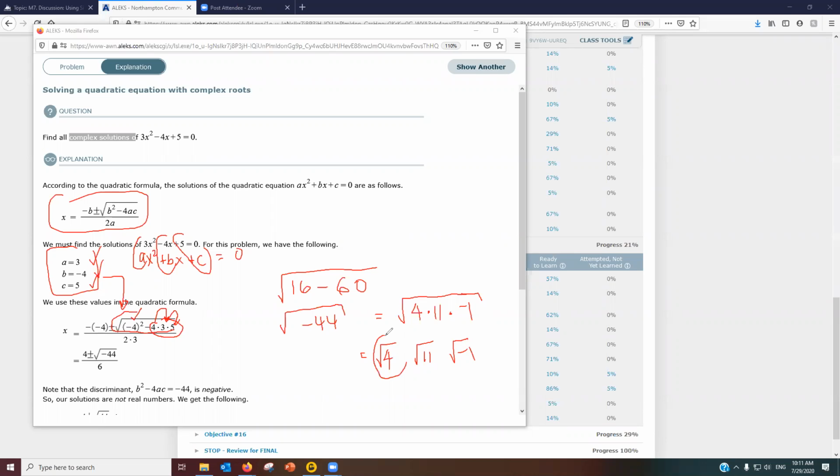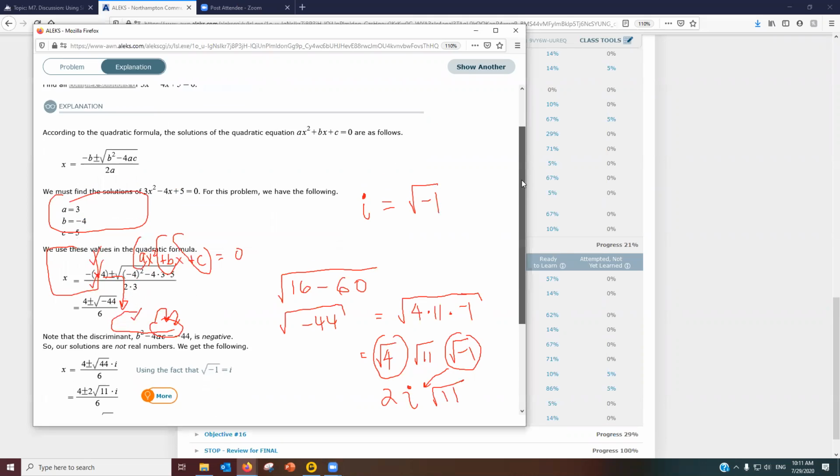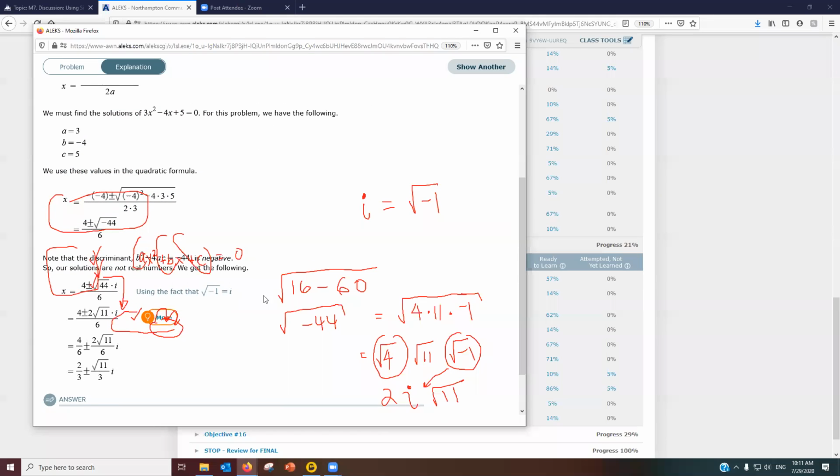The square root of 4 is 2. The square root of -1, you probably remember from last objective, i is equal to the square root of -1. So this is going to be i, and I'm just going to bring down the square root of 11 with me. I can't do anything else to simplify the square root of 11. Okay, so let me scroll down here, show you the rest of this worked out. So notice here, let me clear this.